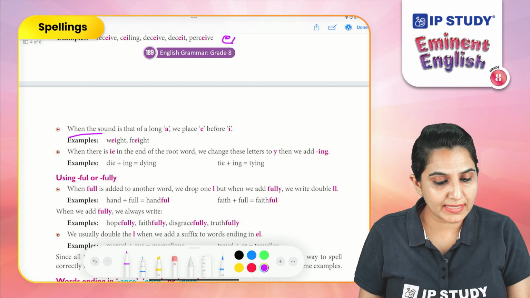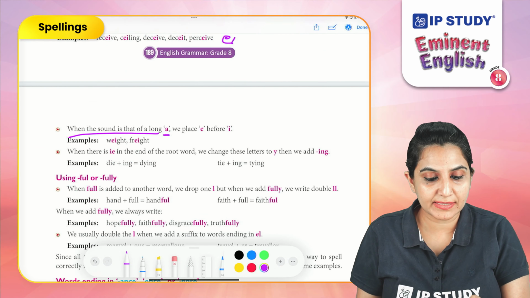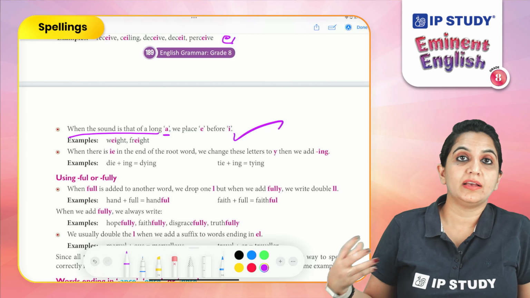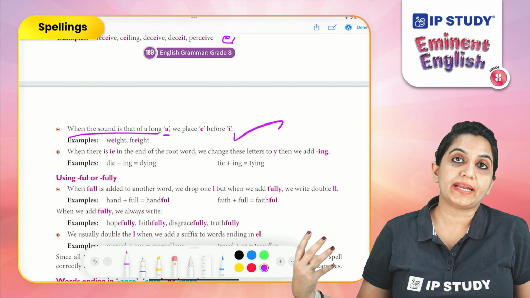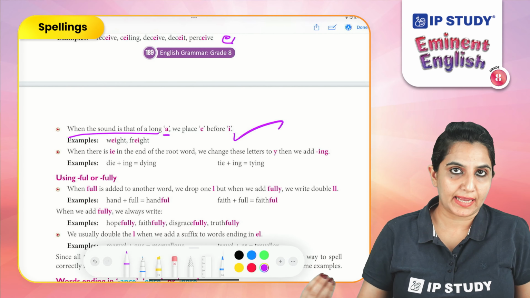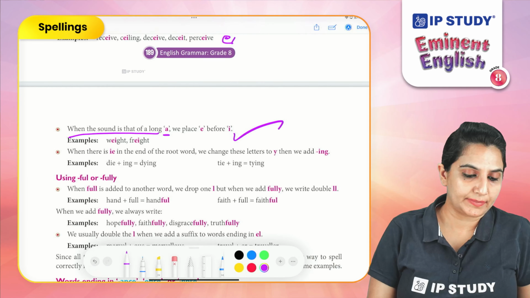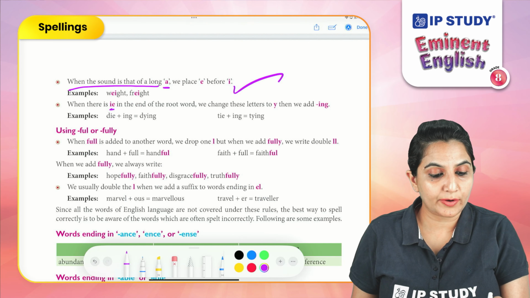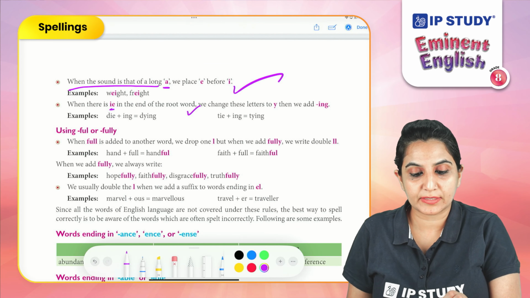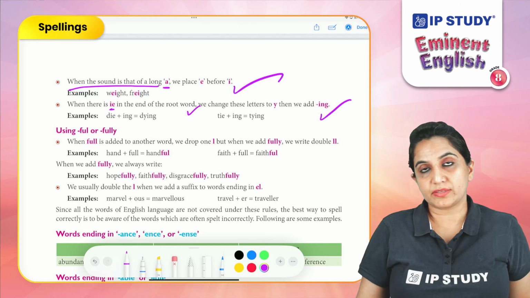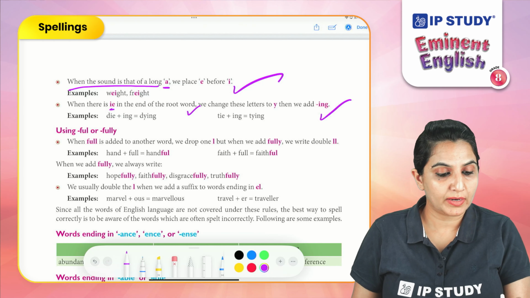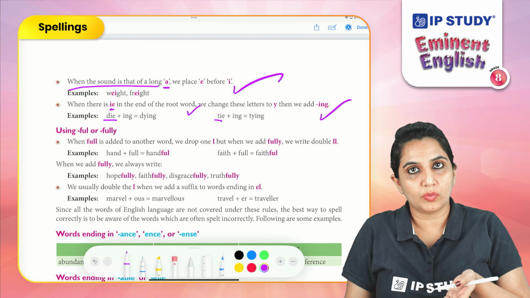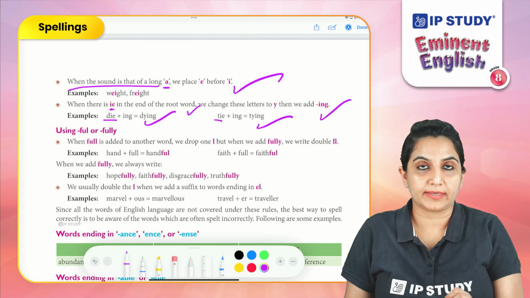When the sound is that of long A, we place E before I, right? When the sound is A, like freight, weight, we use E before I, that means EI. When there is IE at the end of the root word, we change these letters to Y when we add the suffix ing, like die, tie. So we replace IE with Y: dying, tying.